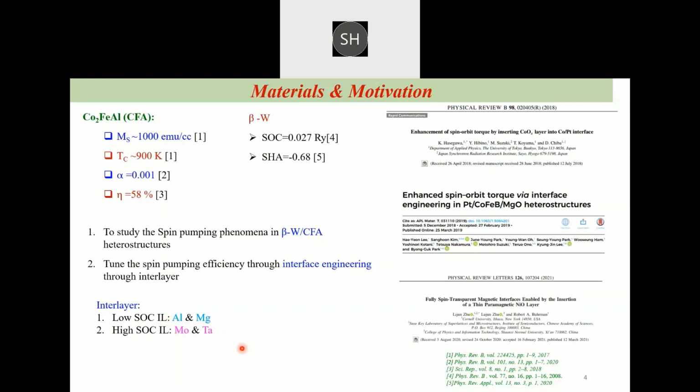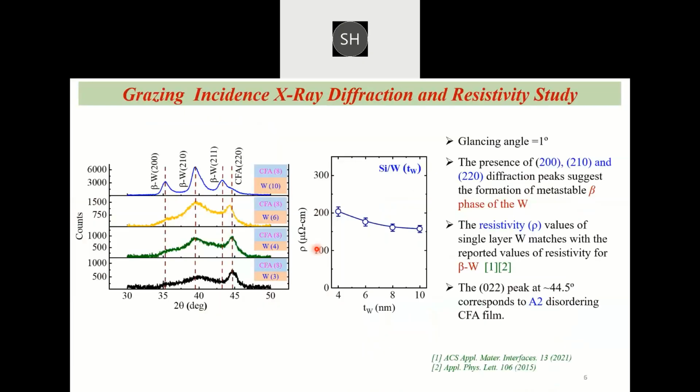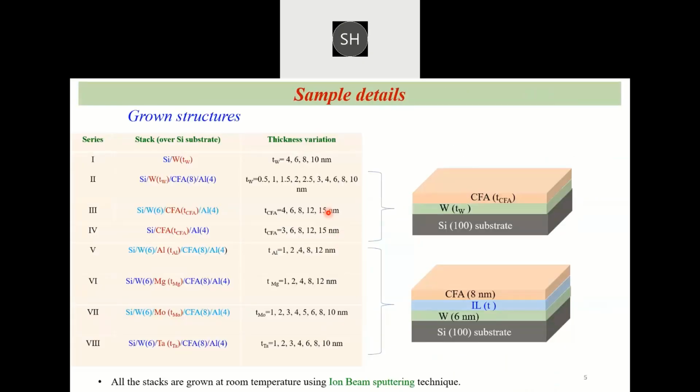For that, we have grown 8 different series of samples. Four series of samples are grown just to study the spin pumping phenomena in tungsten/CFA heterostructures. After that, 4 different series are grown where, in between a 6 nanometer tungsten and 8 nanometer CFA, interlayers of different SOC strength and also different thickness are grown. All the samples are grown at room temperature using the ion beam sputtering technique.